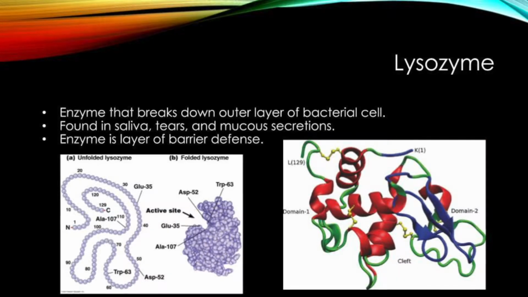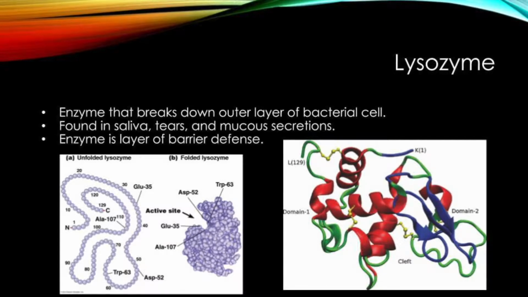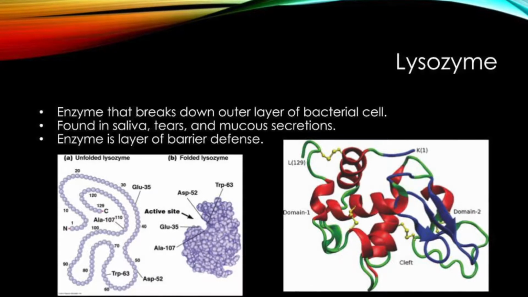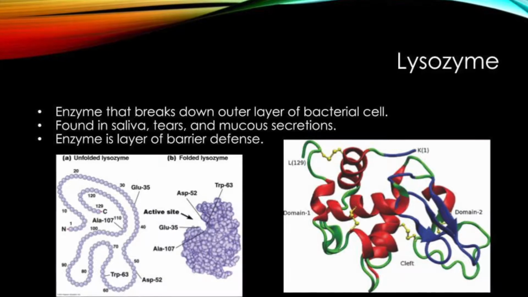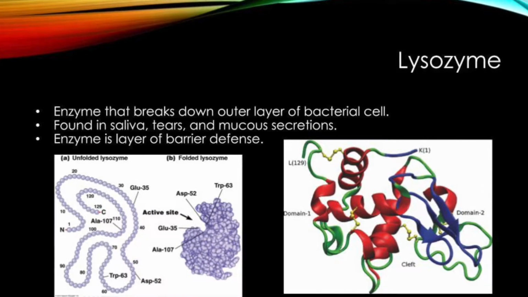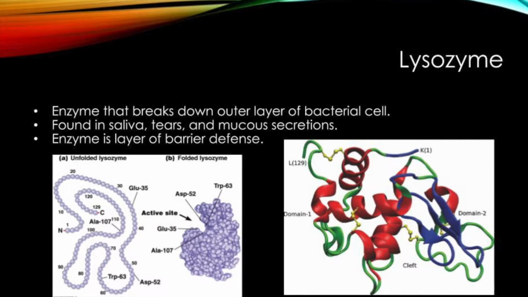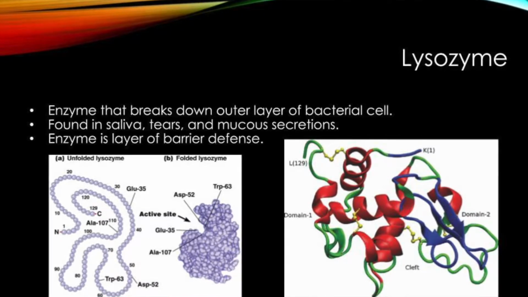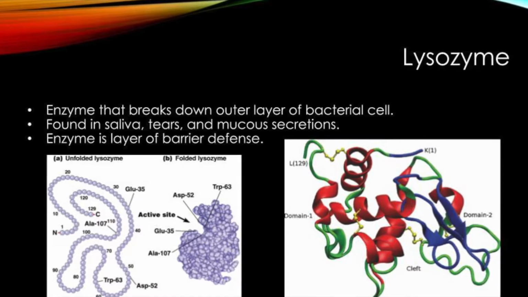Now we'll be talking about one of the layers of barrier defense. So barrier defense is simply the outer layer of your body. Skin is part of the barrier defense. Secretions in the mucous membranes are part of your barrier defense. So those are kind of self-explanatory. Your skin is a natural barrier that just keeps stuff from getting in.